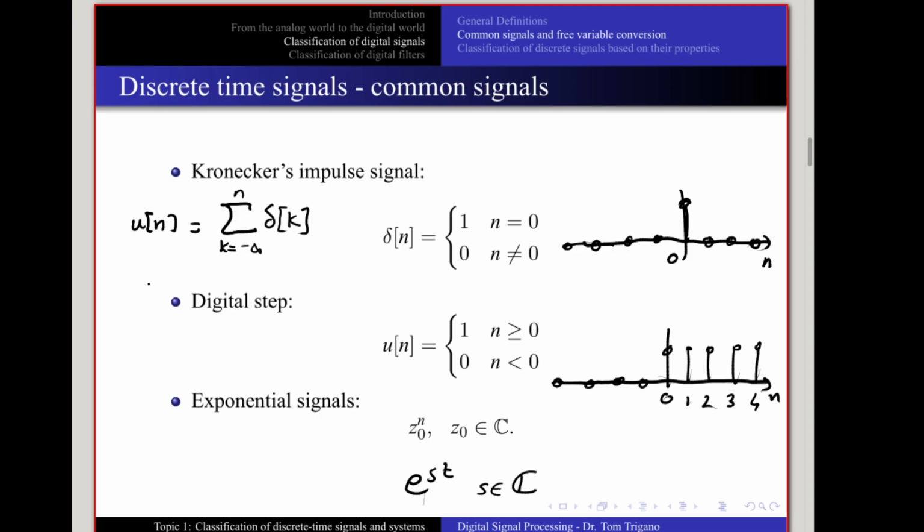And similarly, you can write delta as the difference between u and its shifted version, so that only the value at 0 remains.